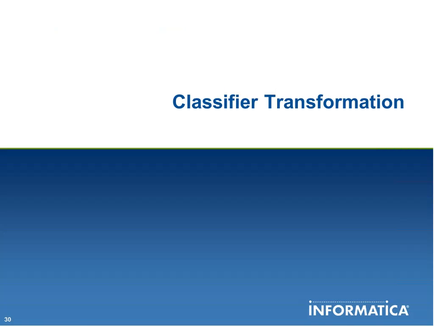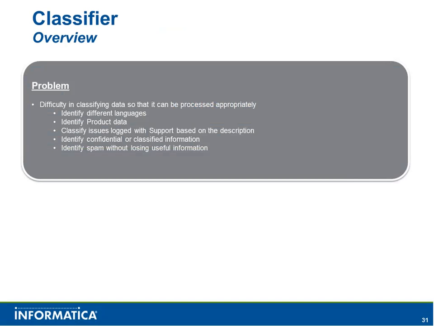That was the natural language processing, and like I said, that's available in a couple of different transformations. The labeler and parser are the ones at the moment. The final one we're going to look at today is our classifier transformation. This is new to 9.5.1, so it's pretty recent.